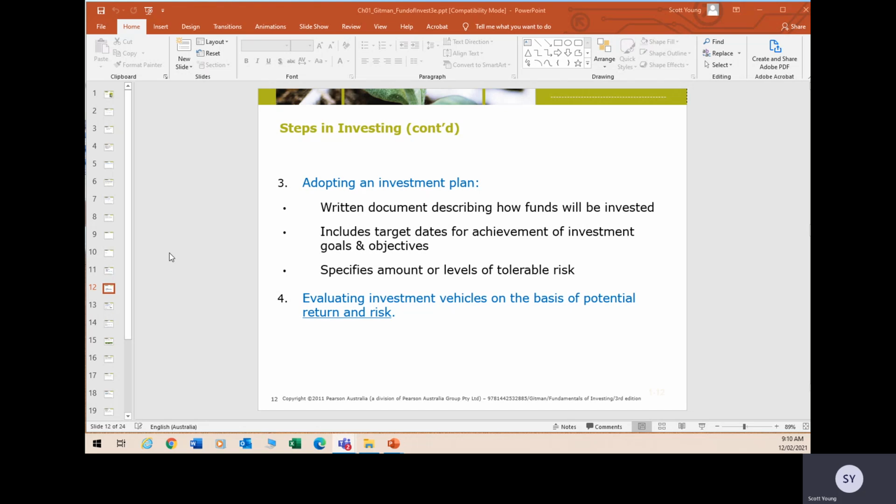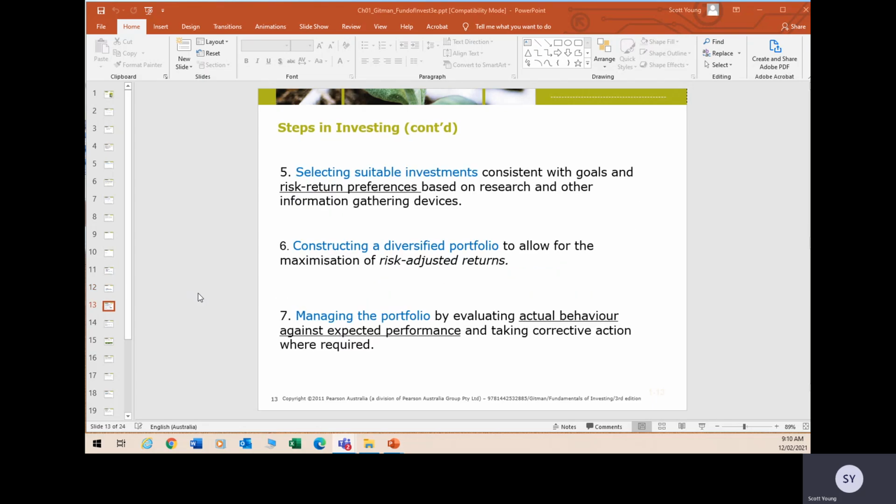Obviously, point 4, you can see that, and I've talked about that a couple of times. You're evaluating your investment vehicles on the basis of potential return and risk. You can't talk about one without talking about the other, and we'll do a lot more of this in weeks 3 and 4. When you discuss one, you discuss the other. Really important: risk and return go together, in the same sentence. If someone says, oh, I got 10% return, well, how much risk did you take on to get that? Really important in this subject and investing. We must put them together in the same sentence and the same definitions.